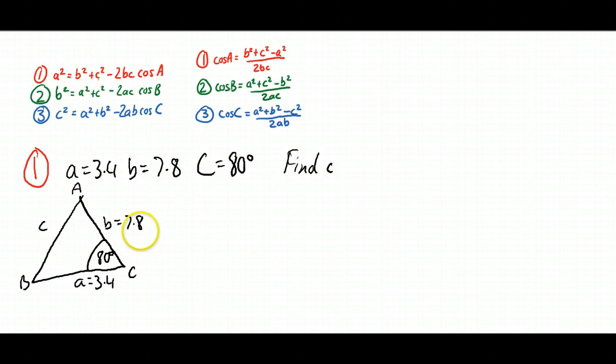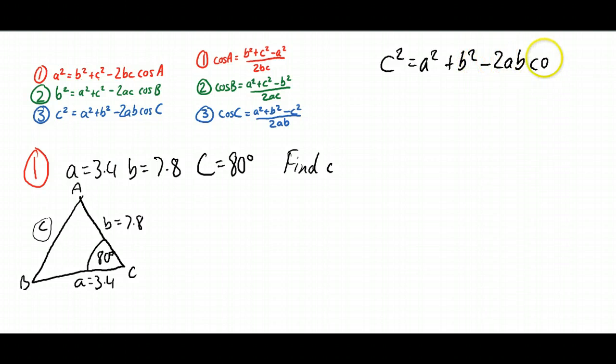Okay, so to find side C, this side over here, we've got to decide which of these equations is going to do that for us. These three equations, they're for finding unknown angles, not for unknown sides, so we're definitely not going to use those. And all we have to do is look at these three equations. Obviously this is the one that's for finding C, because it's got C squared as the focus of it. So that's the equation we need to write out now. Let's write out that equation. C squared equals A squared plus B squared minus 2AB cos of C.